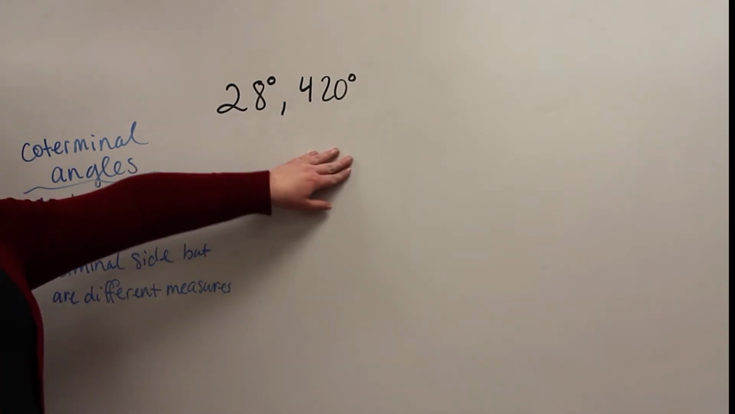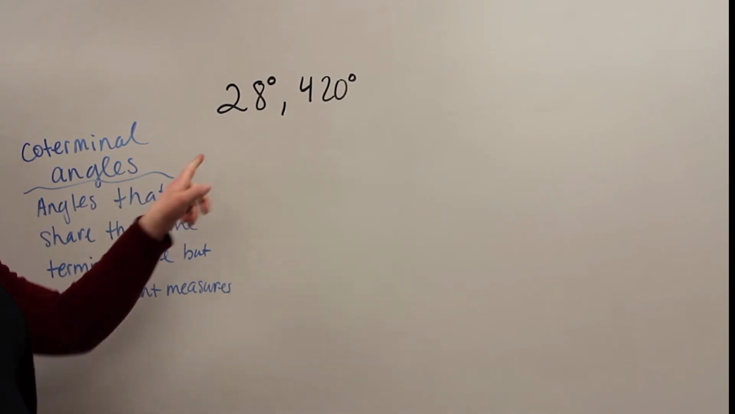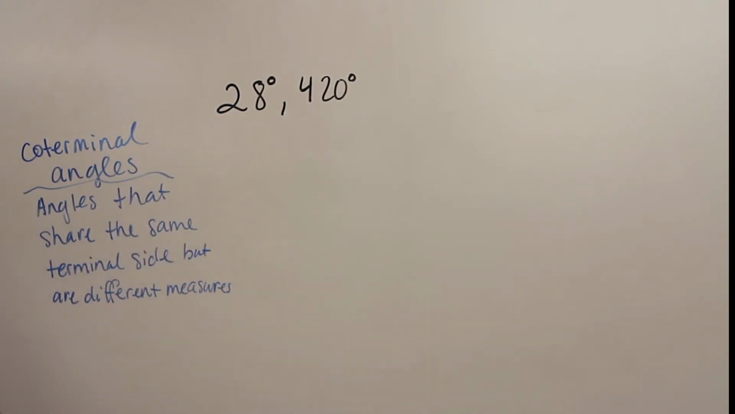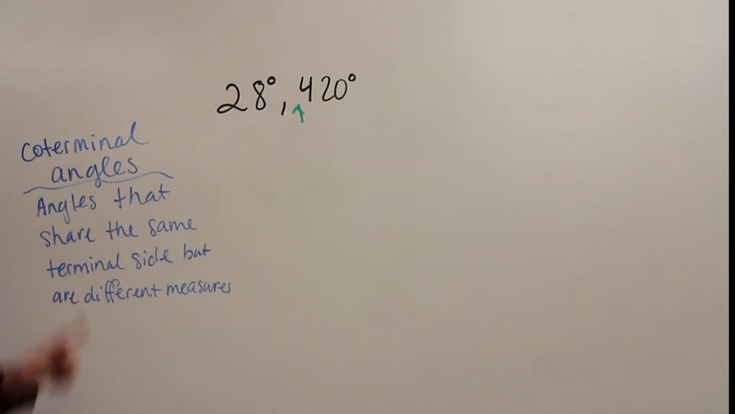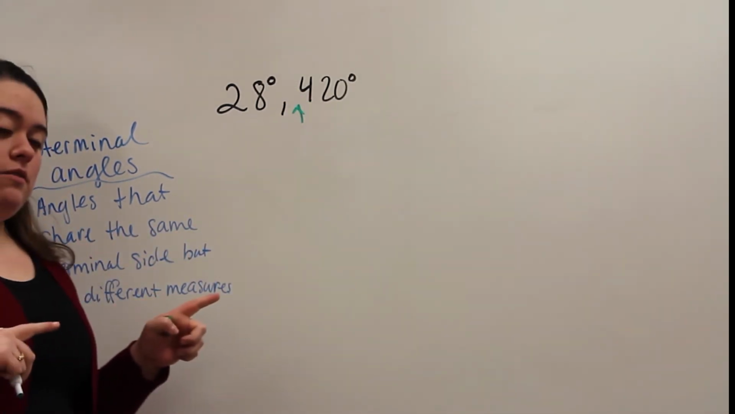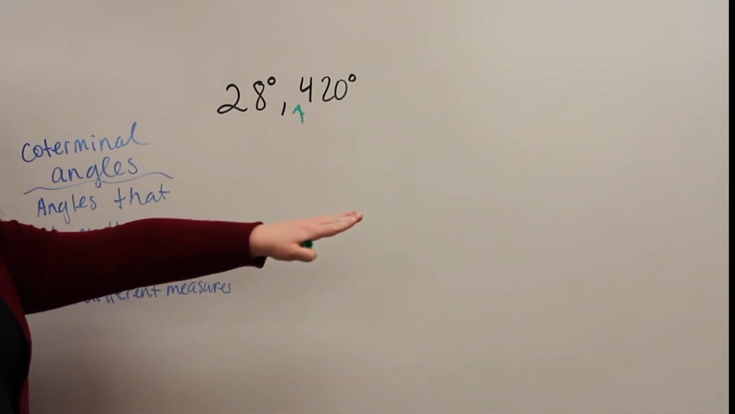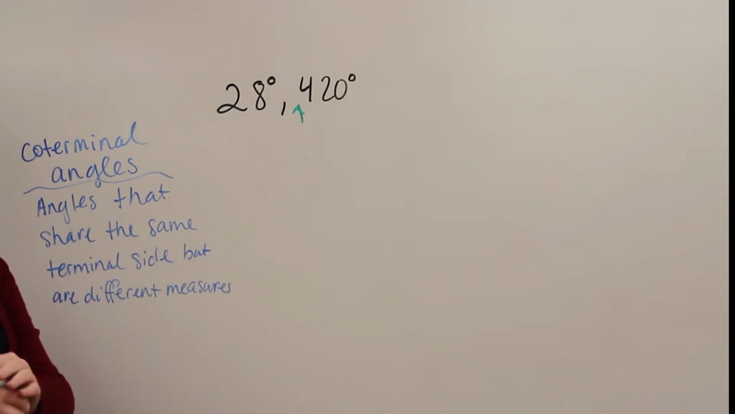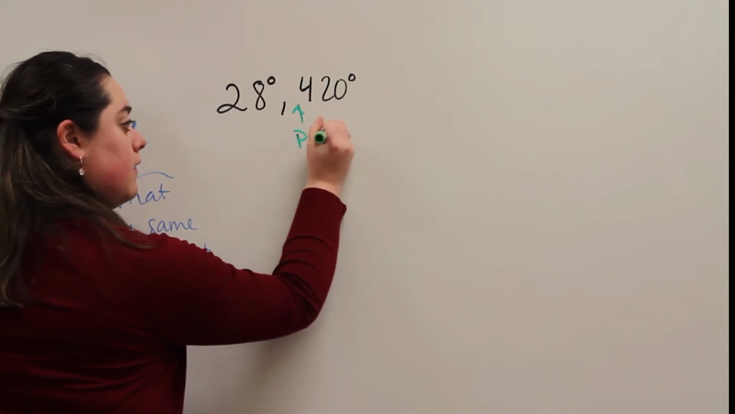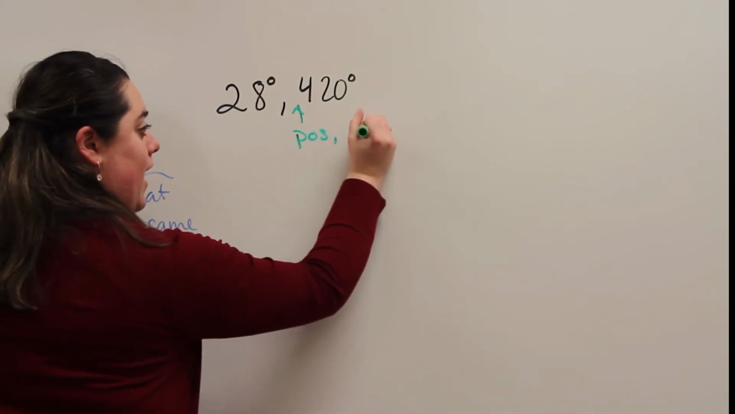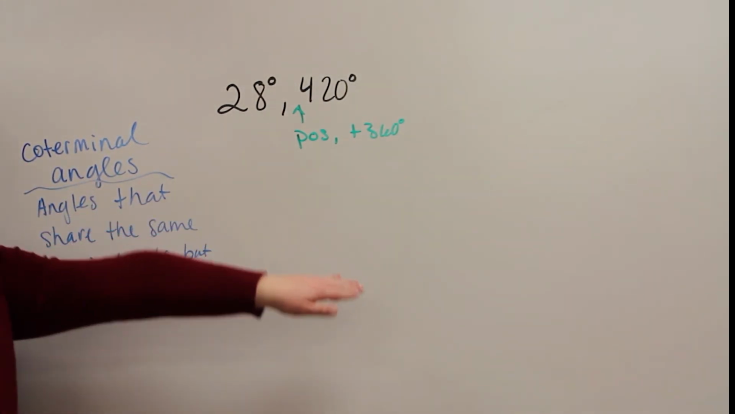So what we're going to do with 28 and 420 degrees, both of them, we're going to figure out if 420 is a coterminal angle of 28. Now, kind of a nice little key tip here. You can usually tell what you need to do to find the coterminal based off of the second angle. Okay, whether you need to add 360 or subtract 360. Since 420 is positive, we're going to add 360 onto 28 to try and get to 420.